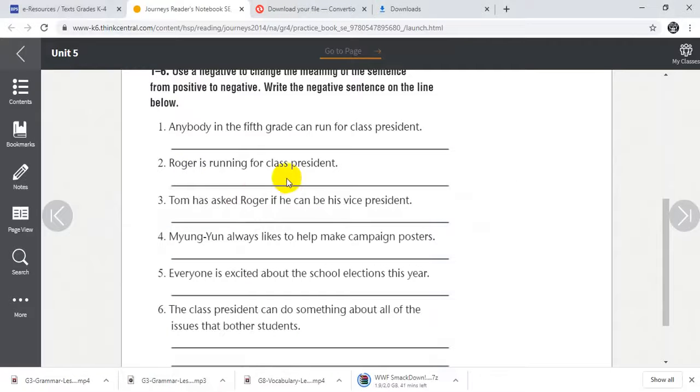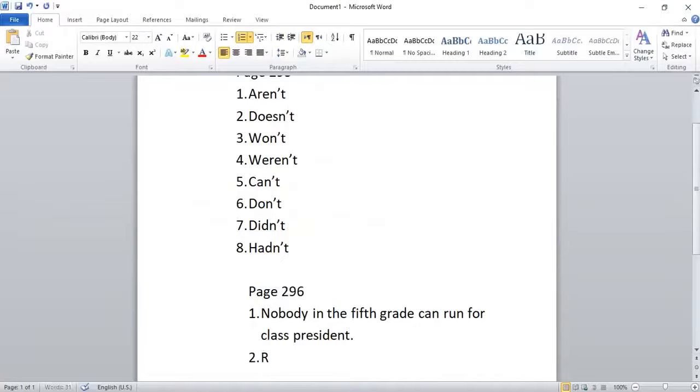Roger is running for class president. So what are we going to do over here? We're going to change the verb into a negative. Roger isn't running for class president. Or say, Roger isn't running for class president.